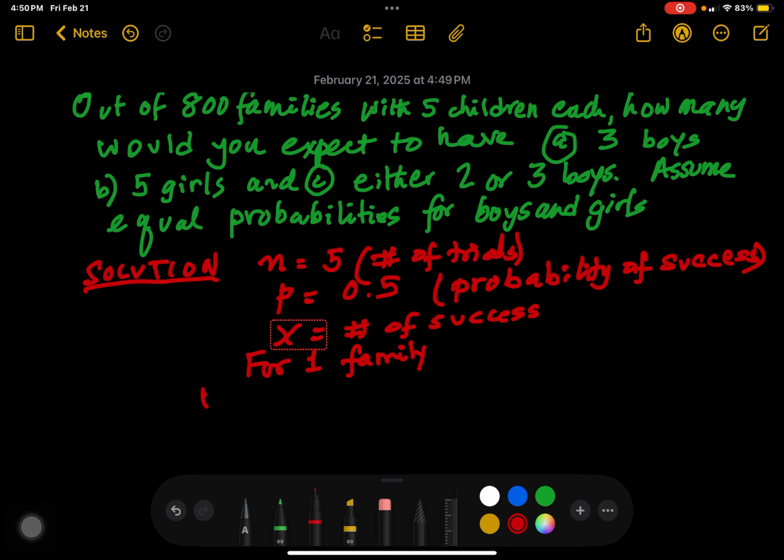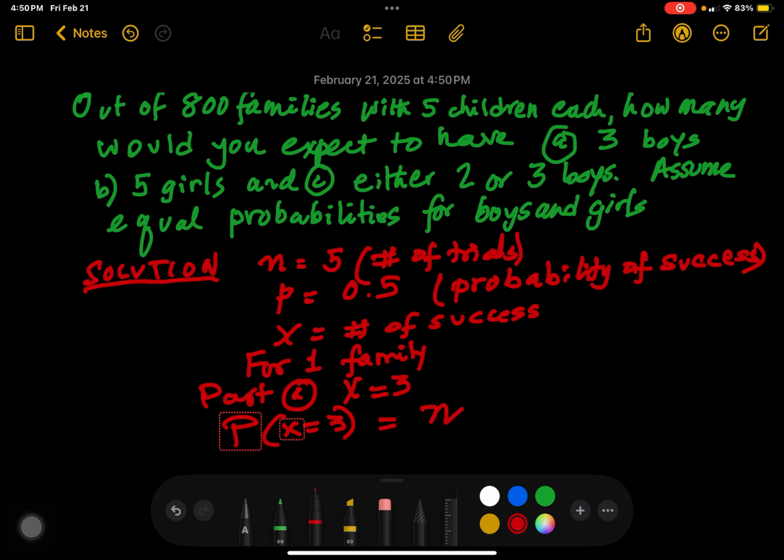Part A, x is equal to 3. This is a binomial probability, so I want to find the probability of x equal to 3. If you were to apply the formula, you will apply nCx times p to the power of x, multiplied by q, which is 1 minus p, to the power of n minus x. p is the probability of success, 1 minus p is the probability of failure.